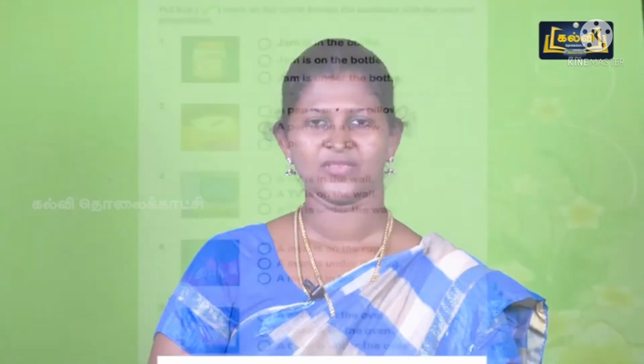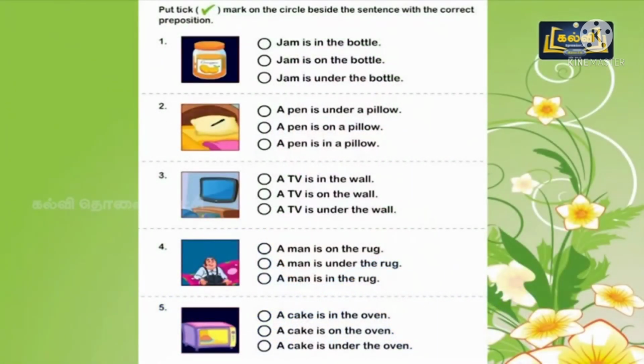Then another exercise for you. Here also you should watch the picture clearly and you can answer the questions. A picture is given, 3 options are given. You have to choose the right one. Are you ready? Yes. Put tick mark on the circle beside the sentence with the correct preposition.